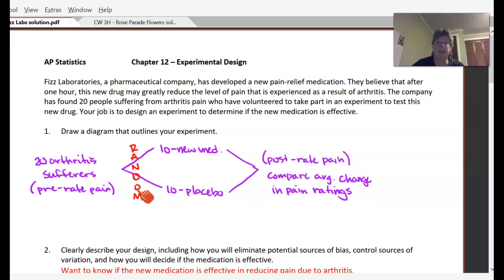I'm going to randomly assign each of them to one of two treatment groups. 10 are going to get the new medication and 10 are going to get some sort of placebo. And then when that's over, I'm going to have them post-rate their pain. And then I'm going to compare the average change in pain ratings. So I'm going to calculate the change for each person and then take the average of those and compare those between two groups. So there's my diagram.